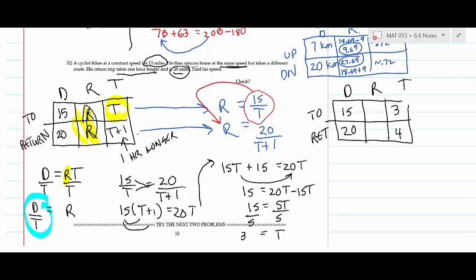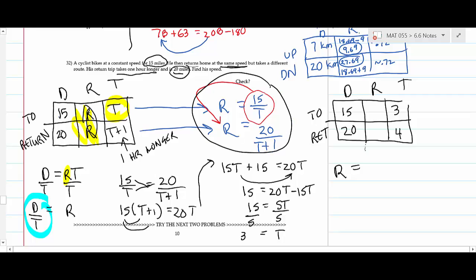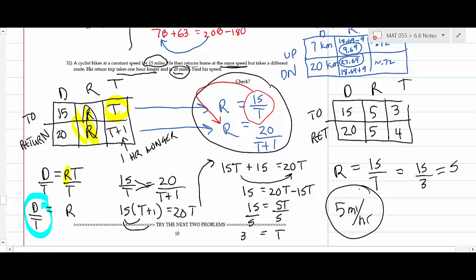What did the problem say? The rates were the same. So see, I'm checking and getting the answer all at the same time. Okay, so all you got to do to get the rate is take either one of these formulas right here. Just take R is equal to 15 over T. Well, T turned out to be 3, so 15 over 3 is 5. So that means that's 5, that's also 5. So the answer to the problem is the speed is 5 miles per hour. That's it. And it checked at the same time.